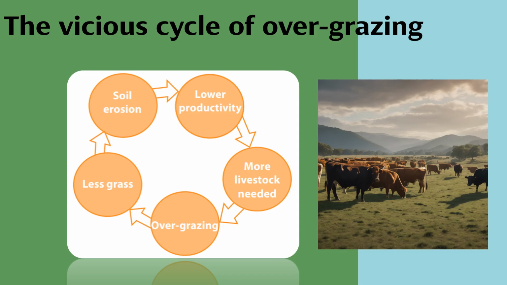The vicious cycle of overgrazing. Overgrazing starts and then there's less grass. Less grass means there's soil erosion because there's no grass to hold the soil together. Then there's lower productivity, which means more livestock needed.